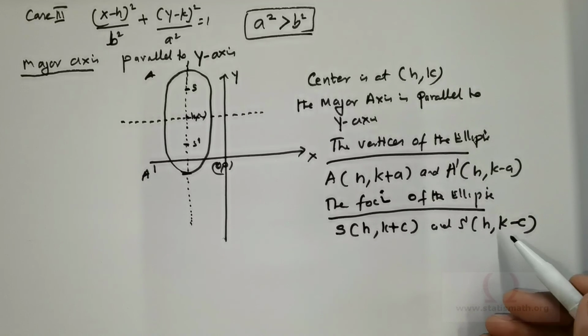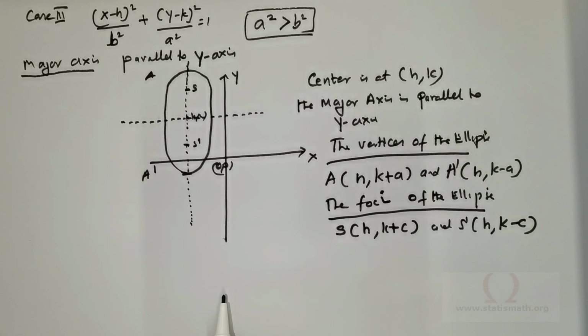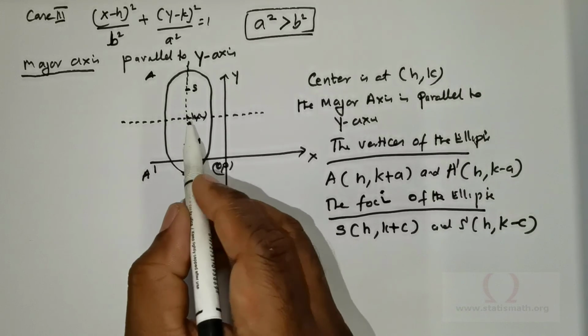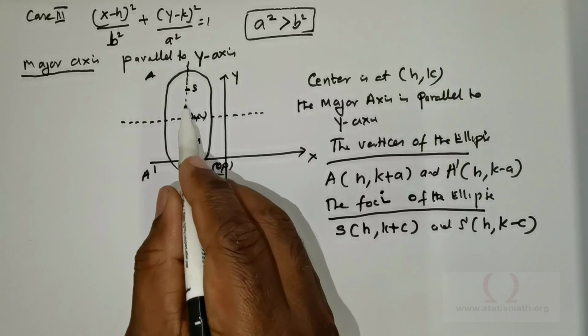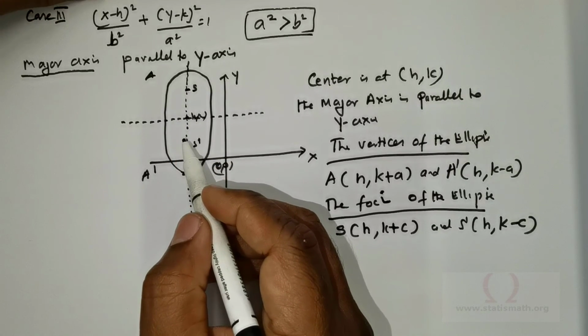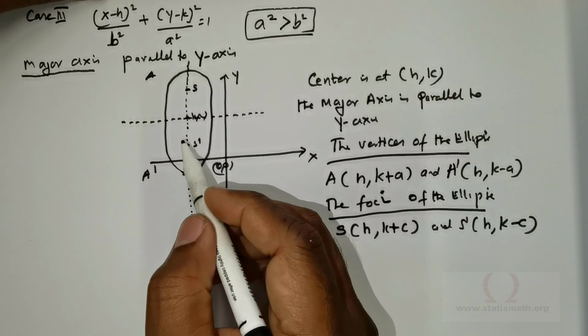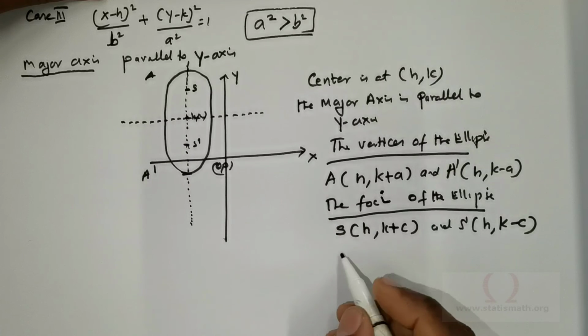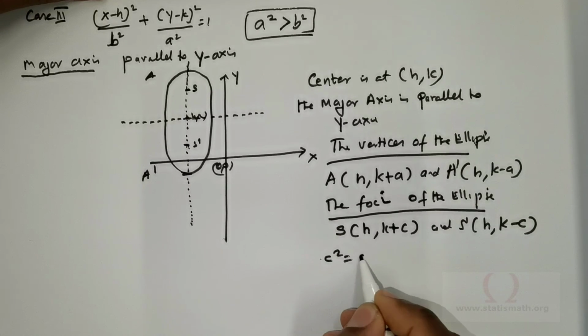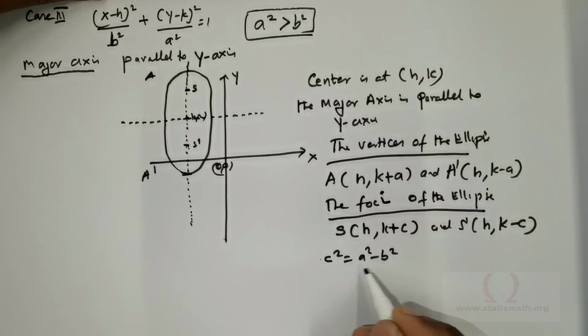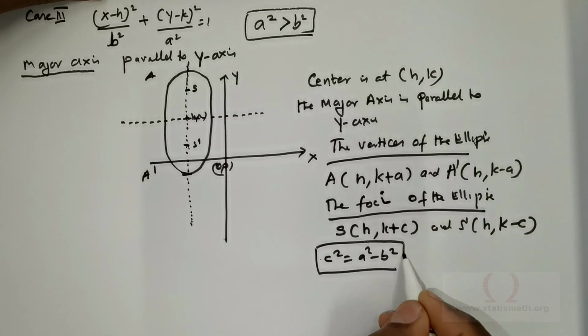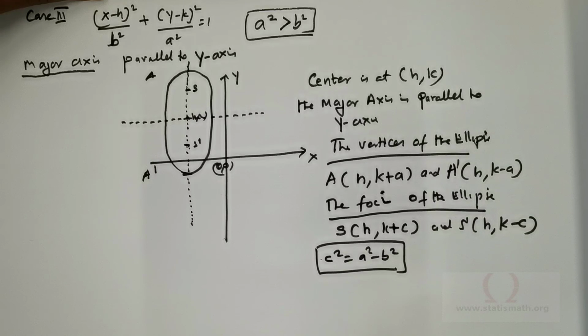Having obtained all of this, of course the distances between the center and S dash and between the center and S are going to be equal, and that is c units, and also c squared is equal to a squared minus b squared. These are some of the things that you need to know about this type. Having obtained this, let us do related questions.